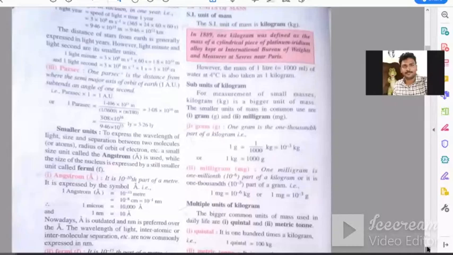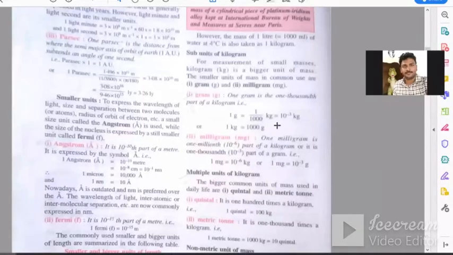Now these things you need to remember, these subunits of kilogram. Gram is 10 raised to power minus 3 kg. We can also write 1 kg is equal to 1000 gram. Then we are having milligram, and 1 milligram means 10 raised to power minus 6 kg, or 1 milligram means 10 raised to power minus 3 gram.